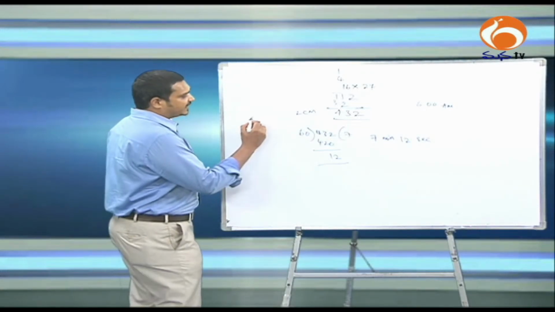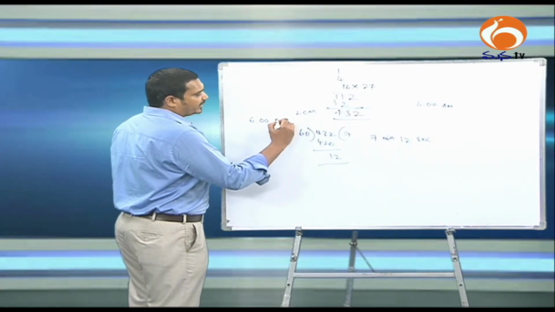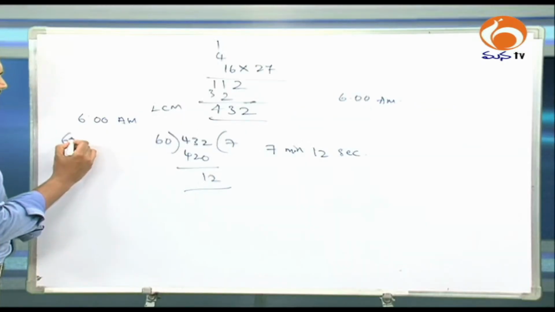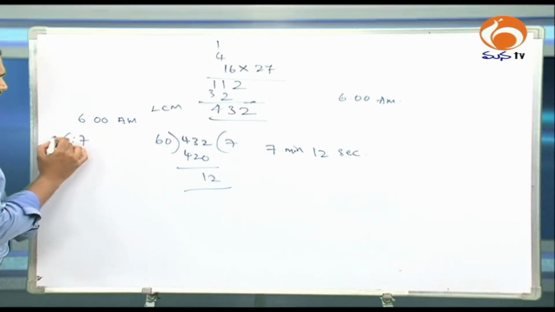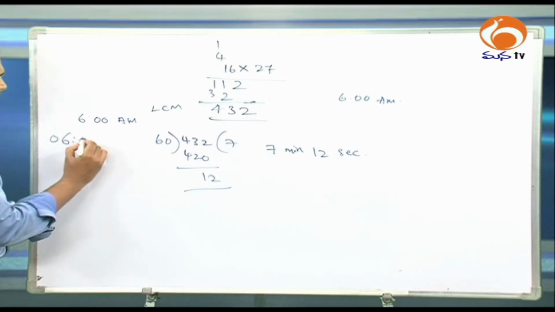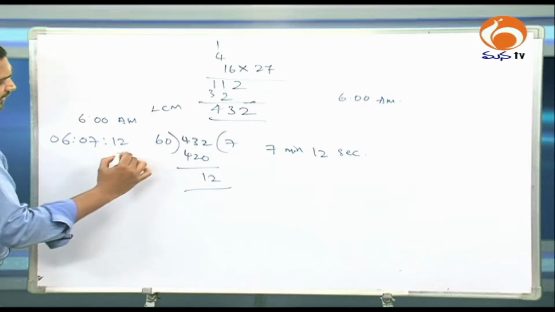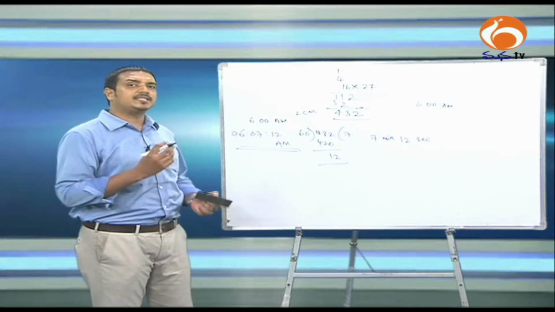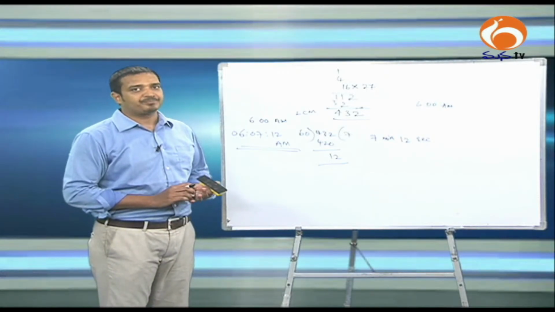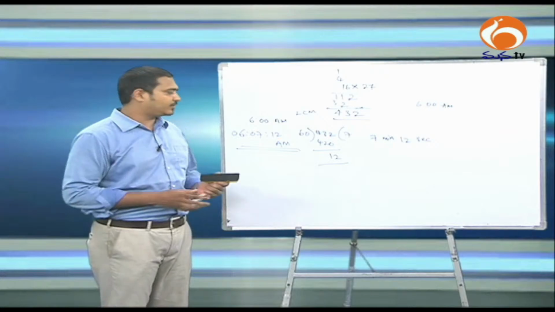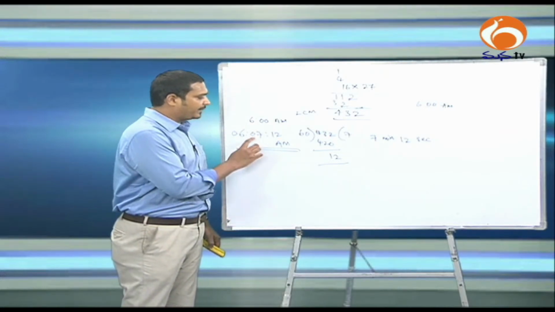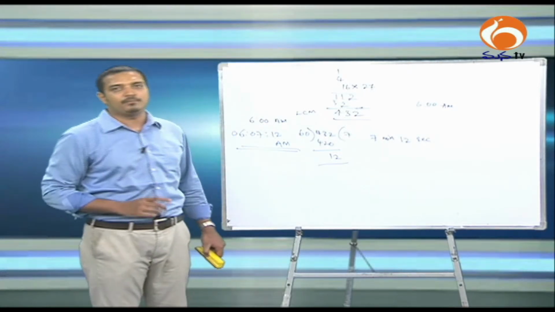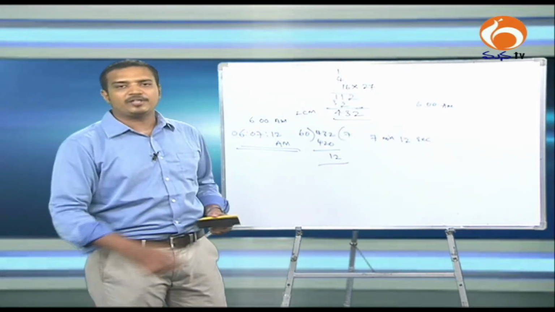So if they all ring exactly at 6 AM, when will they ring again? Let's write it as 06:07:12 AM, they ring again exactly. That is, after 7 minutes 12 seconds all the 3 toll together. So the answer is going to be 6 o'clock, 6:07:12. They ring at 6 o'clock 7 minutes 12 seconds. Right? Let's see the next question.